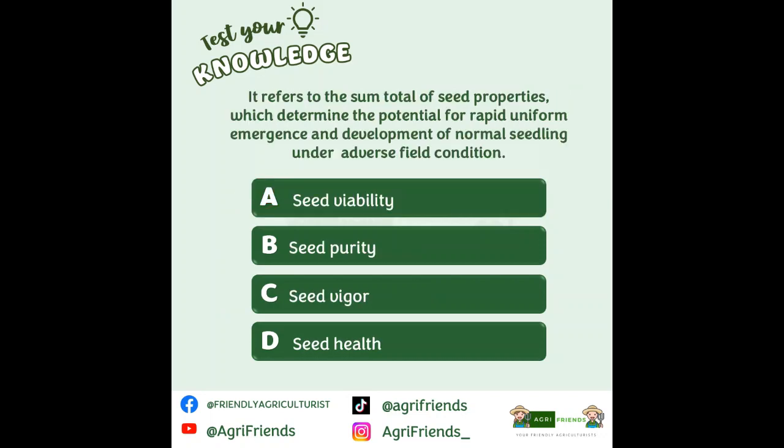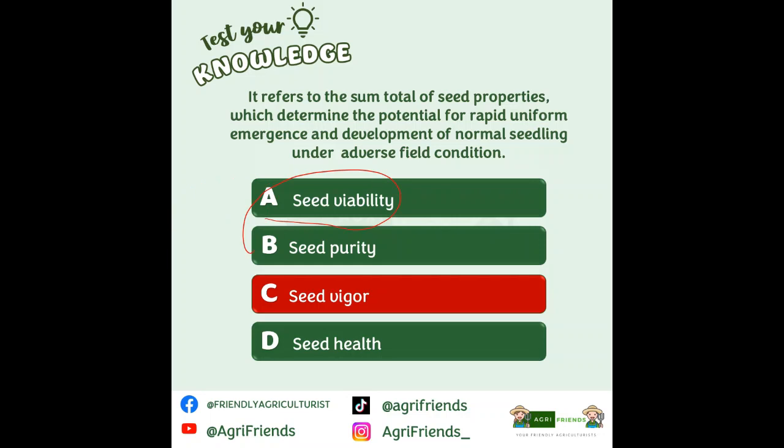Next, it refers to the sum total of seed properties which determine the potential for rapid uniform emergence and development of normal seedlings under adverse field conditions. A. Seed viability, B. Seed purity, C. Seed vigor, D. Seed health. The answer is seed vigor.